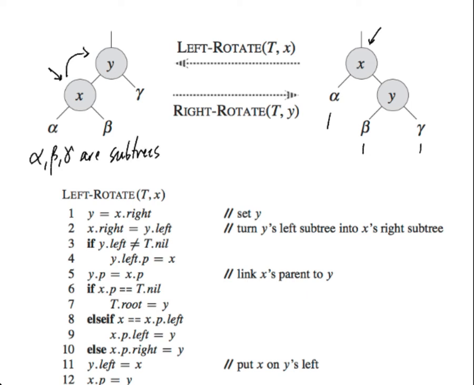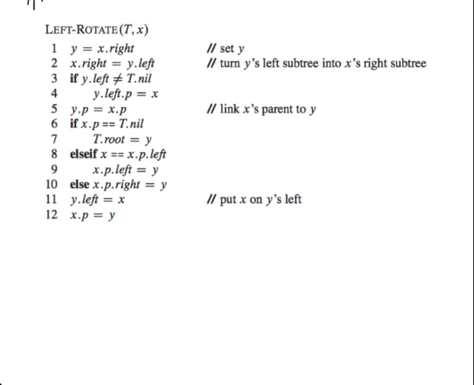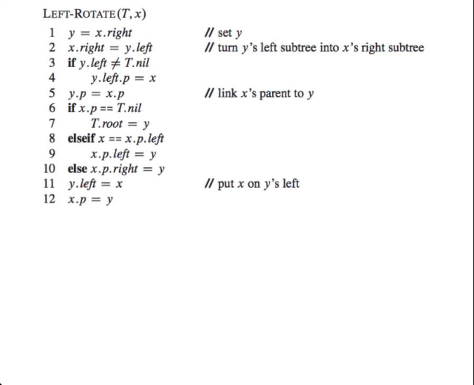They're placed in their proper positions, and now X is the parent of Y. And if we want to make Y the parent of X, then we do a left rotation there. So let's see how the algorithm works. Here is the algorithm itself, and we'll walk through it.